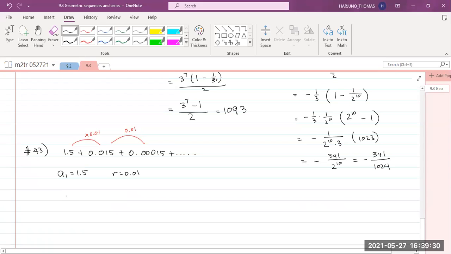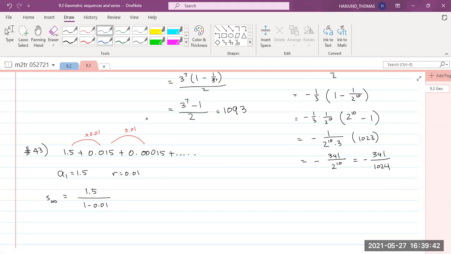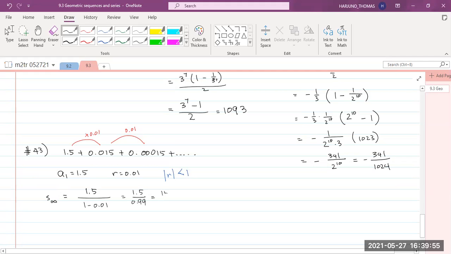So what is the sum? Infinite sum: the first term over 1 minus r. Notice that we can use that formula because the absolute value of r is less than 1. So that's 1.5 over 0.99. Move the decimal point twice. Reduce by 3.